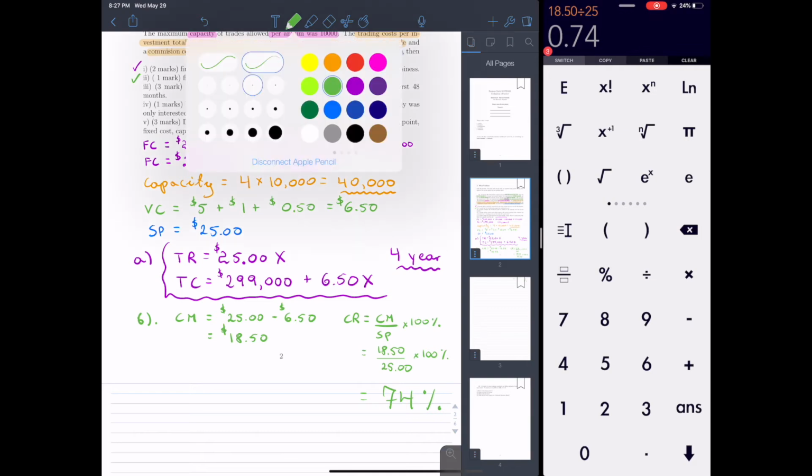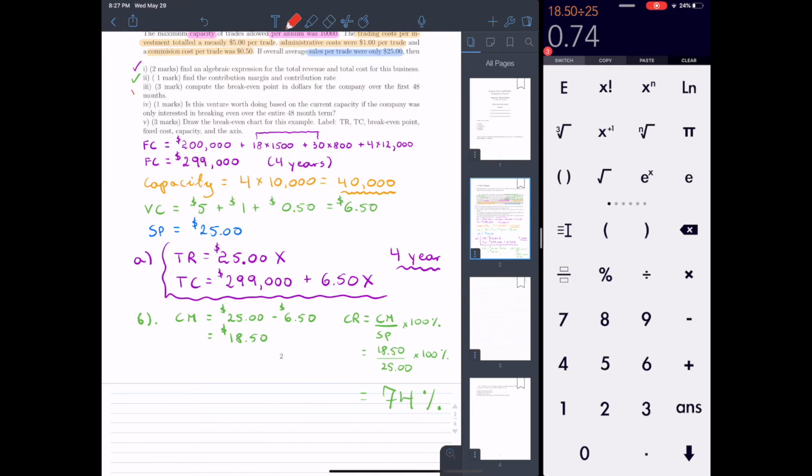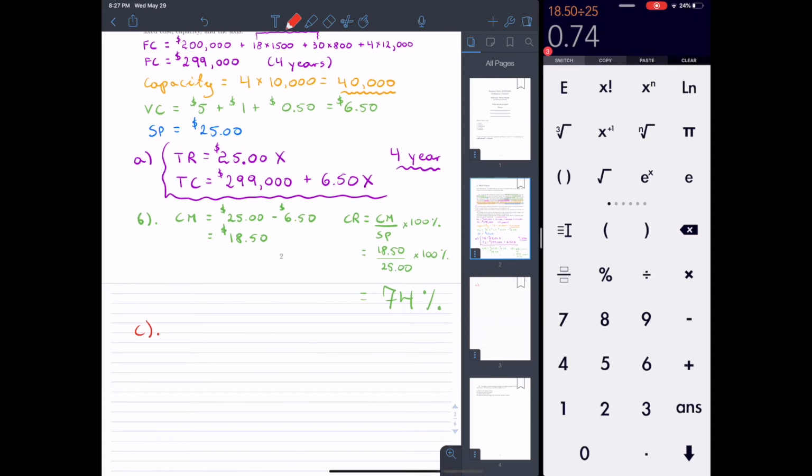Now, so the next one, okay, so the third one, so I'm just going to call this C instead of number 3. So compute the break-even point in dollars. Okay, and it is over 48 months that they want. So, well, break even in units, I can use the formula of fixed cost divided by contribution margin.